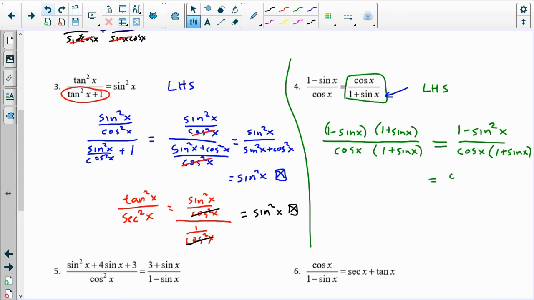1 minus sine squared is cosine squared. And then cosine squared over cosine. One of the cosines cancels in both the numerator and denominator. And now I'm left with exactly what is on the right-hand side.